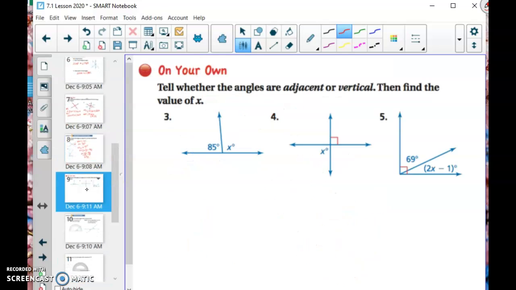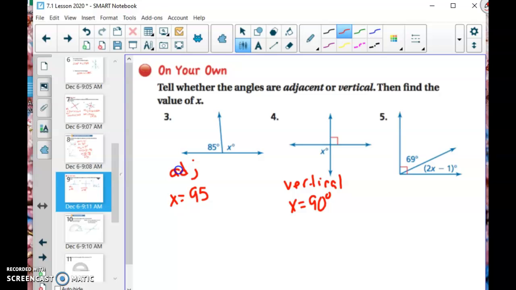Please pause the video and answer these two on your own. Number 3, those would be adjacent angles. And I notice that they make a straight line, so that means it has to sum to 180. So 180 minus 85 means that x would have to equal 95 in number 3. 4, those would be vertical to each other because they're opposite to each other. And it gives me this little clue here that that one's 90 degrees. That means that the opposite angle has to be 90 degrees as well.